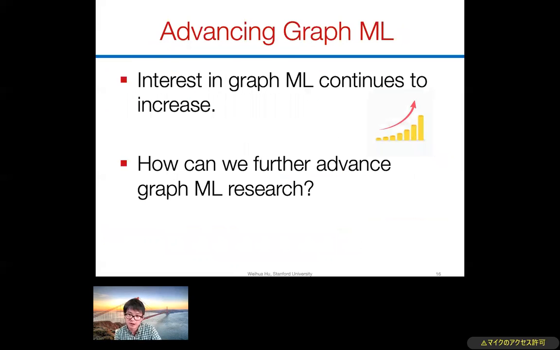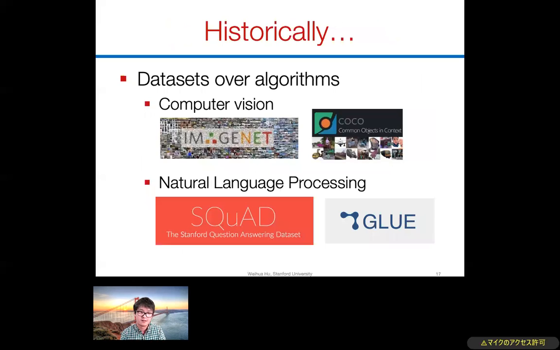So I have talked about our advances in GNNs on expressive power and pre-training. There are also lots of great work from other groups, and the interest in graph ML is likely to continue to increase. The fundamental question is, how can we further advance the research field of graph ML? Historically, high-quality datasets have played important roles in advancing research fields, as exemplified by ImageNet and MS-COCO in computer vision, SQuAD and GLUE benchmark in natural language processing.